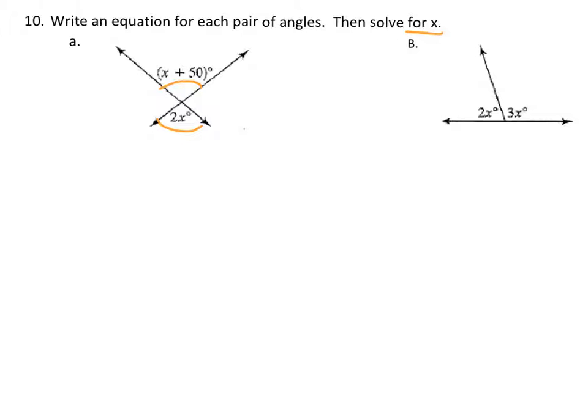Well, those are vertical angles. And vertical angles are always congruent or the same. If they're the same, they're equal to each other. So what we can do is set them equal. So x plus 50 must be the same as 2x. And then all you have to do is solve the equation.